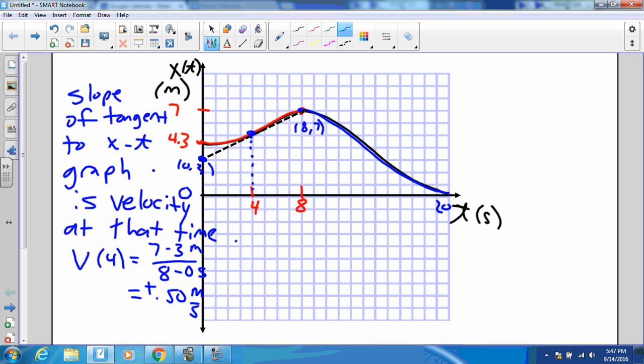The plus sign on the velocity, the positive velocity, indicates that the particle is moving forward. So this is one of the important things about velocity, and that is that if velocity is positive, then the object is moving in the forward direction, whatever direction that is in your reference frame.